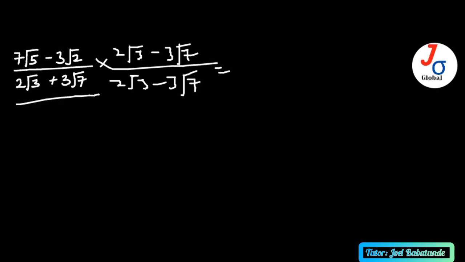Okay, so what we have is 7 times 2 is 14, root 5 times 3 is 15. Okay, then 7 root 5 multiplied by minus 3 root 7. That's 7 times 3 is minus 21, and 7 times 5 is 35, root 35.